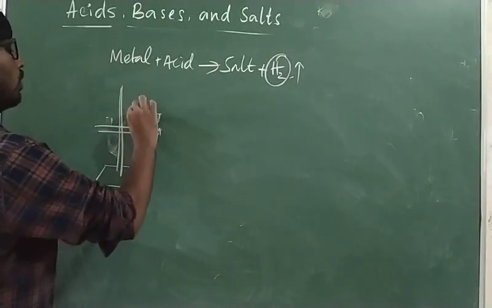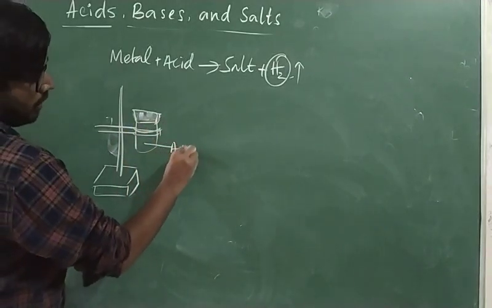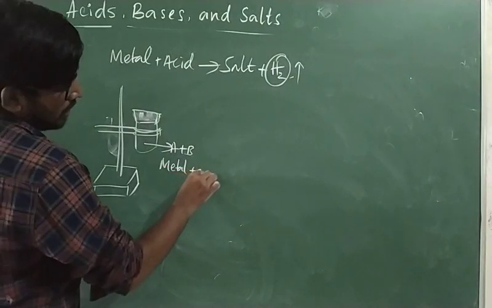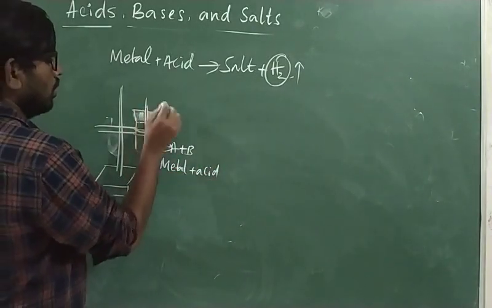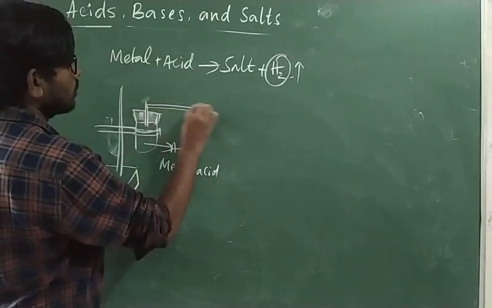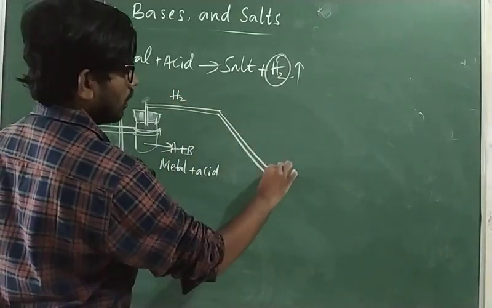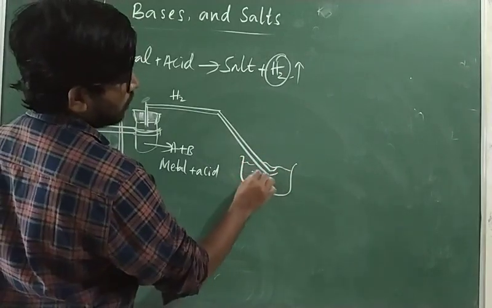Okay, we are closed with a rubber cork here. We are taking A plus B, nothing but metal, plus we are taking acid. So, what we are doing? We are connecting with a rubber cork here to close, to avoid the escaping of gas. This gas, which is nothing but hydrogen gas, we are allowing to go into the container which contains the soap water.